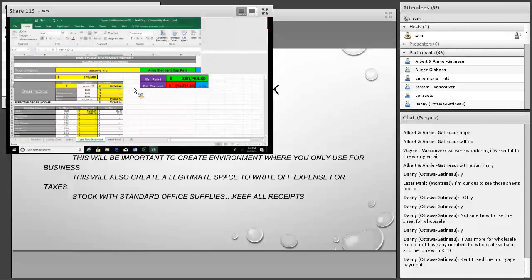It was more for wholesale, but I did not have any numbers for wholesale, so I sent another one with rent to own. For rent, I used the mortgage payment. You used the mortgage payment? I'm not sure I understand. What's the monthly rent? So what we want to do, obviously, is put the gross rent here, and this will give us that. I'm sure you meant to do that, Danny. So what's the monthly rent? Do you have that information?